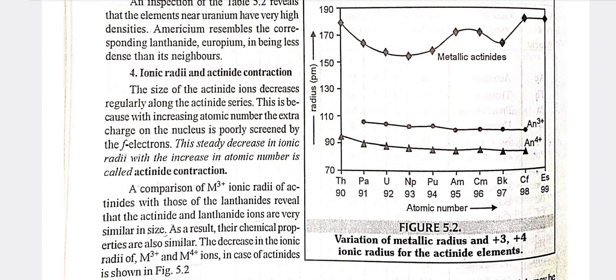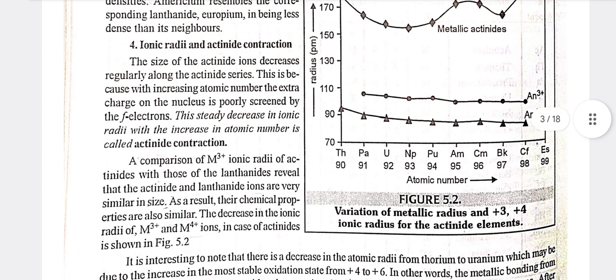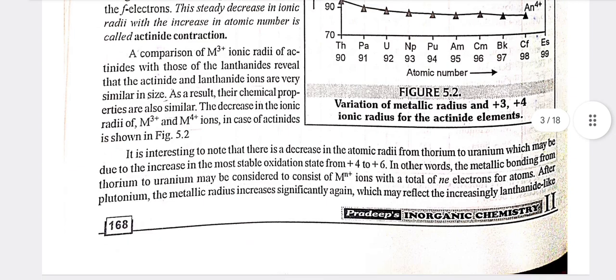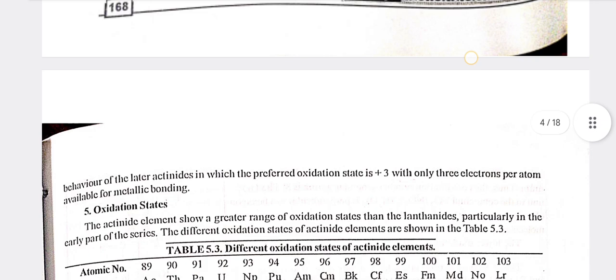A comparison of the M3+ ionic radii of actinides with those of the lanthanides reveals that actinide and lanthanide ions are very similar in size. As a result, their chemical properties are also similar. The decrease in the ionic radii of M3+ and M4+ ions in the case of actinides is shown. It is interesting to note that there is a decrease in the atomic radii from thorium to uranium, which may be due to the increase in the most stable oxidation state from +4 to +6. In other words, the metallic bonding from thorium to uranium may be considered to consist of Mn+ ions with a total of n electrons per atom.